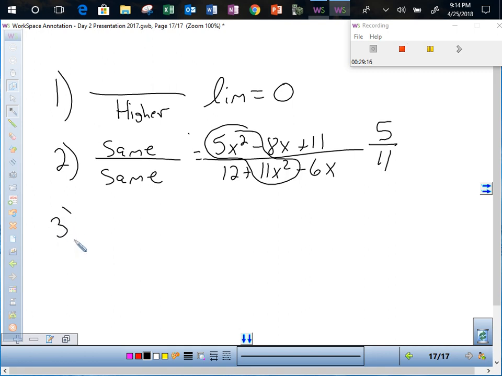The third and last scenario is if the biggest power is in the numerator. If that happens, it's divergent. It means it's either approaching infinity or negative infinity, or even both.